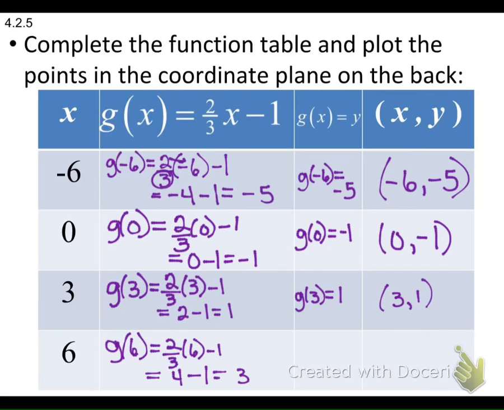It's 3. G. And then parentheses. I am going to write parentheses, but what do I want you to say? Of. Of 3. What did I plug in for my x? 6. Equals. What did it equal? There you go. Okay, and then what's your ordered pair, Eleanor? And then 6 and 3. There you go. Got it.